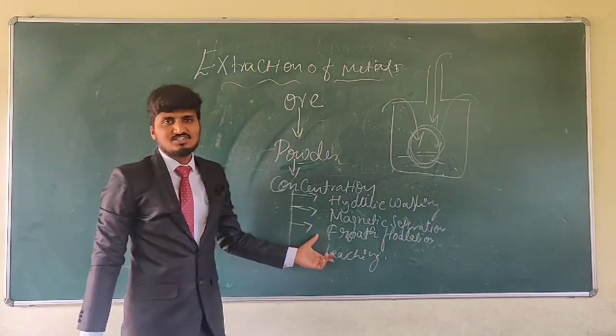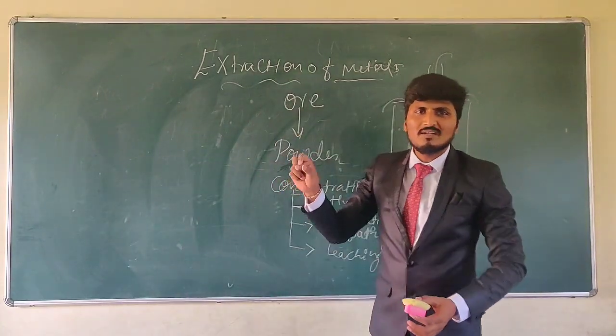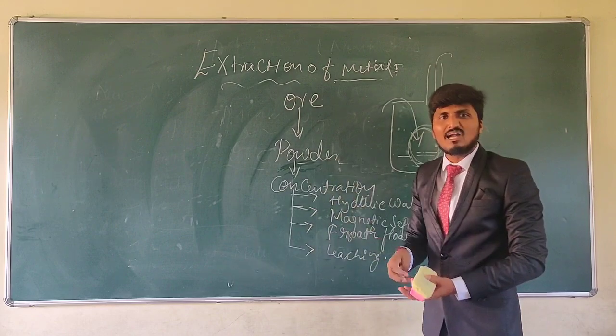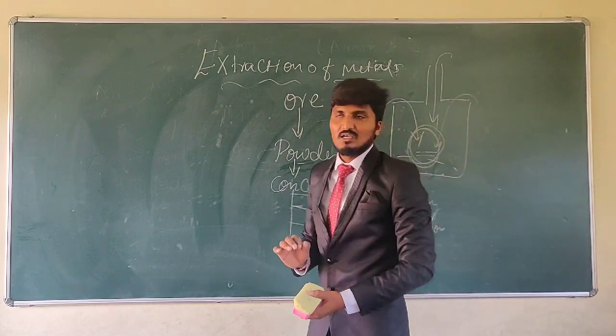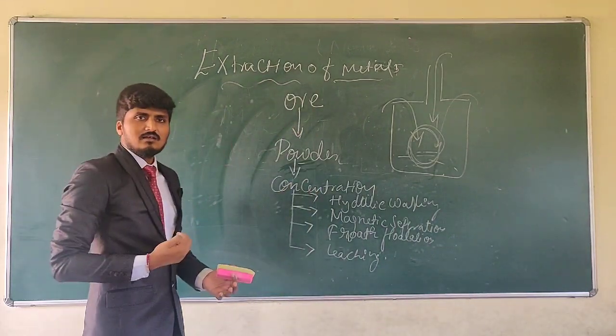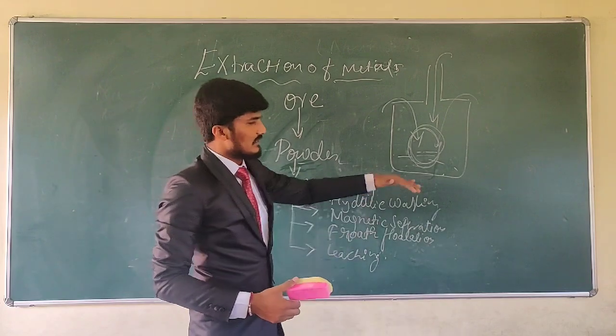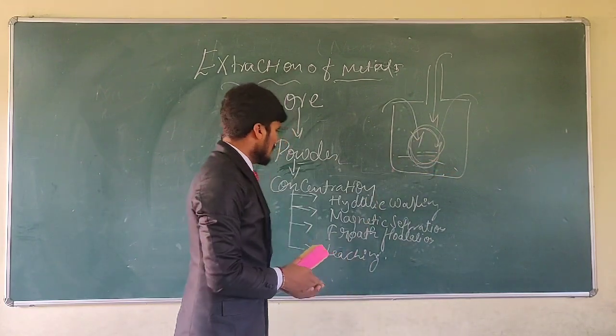Last one is leaching. What is leaching? Leaching is a process where a suitable substance we are going to add in order to dissolve only the ore, not the impurities. So here you are going to dissolve the ore, so ore will be taken out and impurities will be settled, remaining in the solution itself.